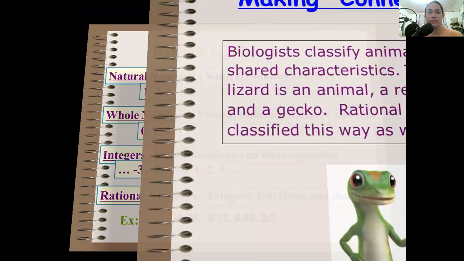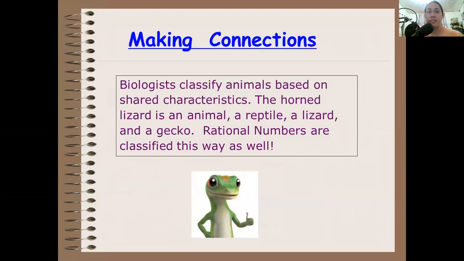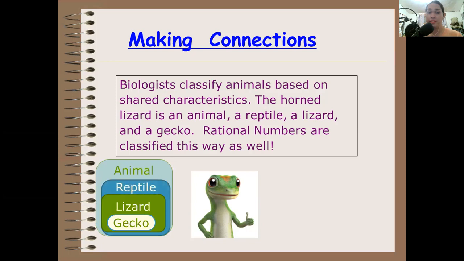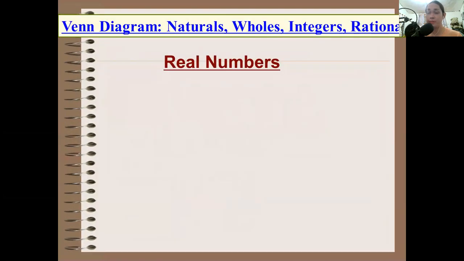And of course, making connections: biologists classify animals based on shared characteristics. The horned lizard is an animal, a reptile, a lizard, and a gecko. Rational numbers are classified this way as well. So as you can see, that's how we relate rational numbers to other fields of subjects like science.